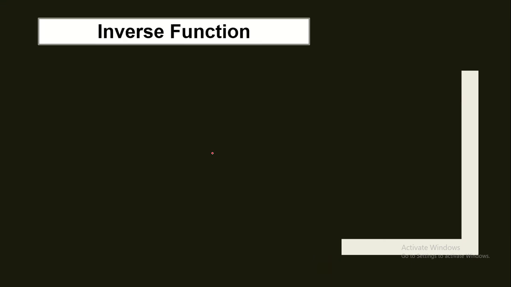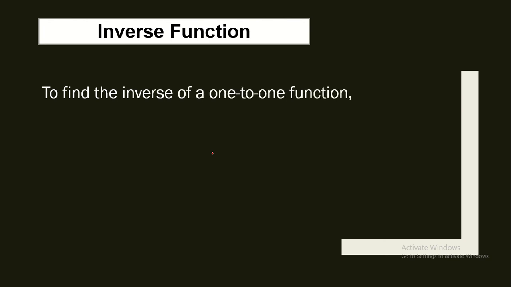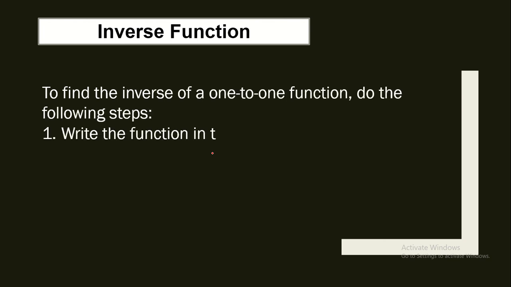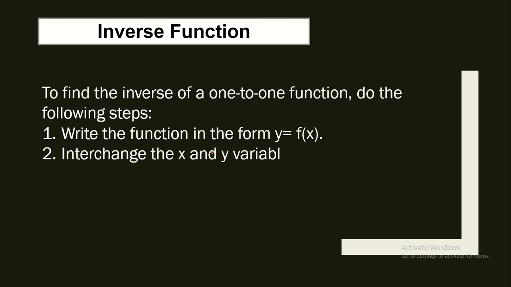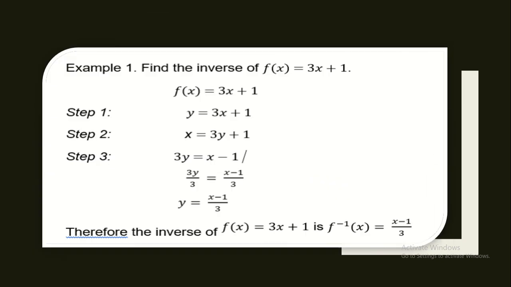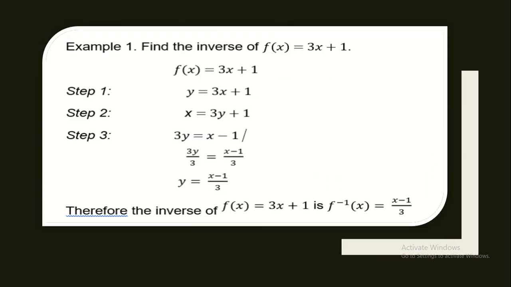Next, inverse function. To find the inverse of a one-to-one function, do the following steps. 1. Write the function in the form of y equals f of x. 2. Interchange x and y variables and then solve for y in terms of x. So, ito, para mas maintindihan nyo, let's try example 1. Find the inverse of f of x is equal to 3x plus 1.